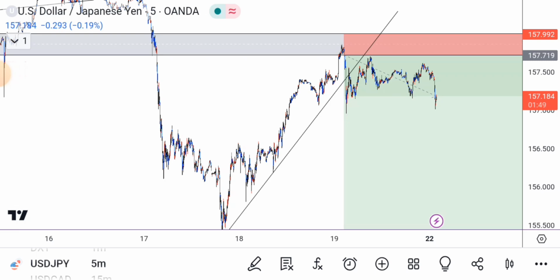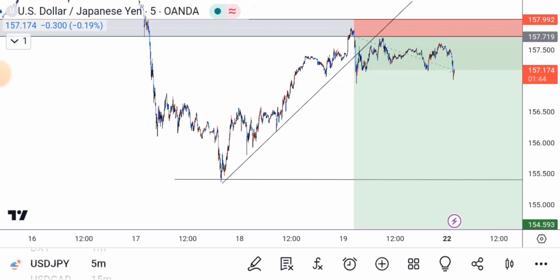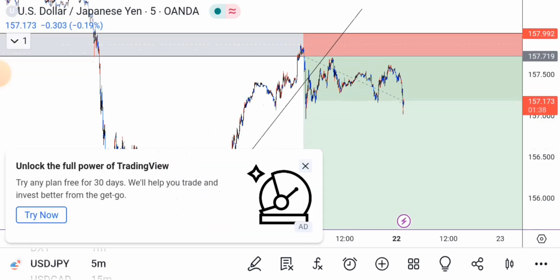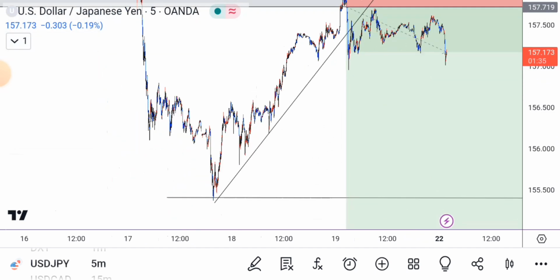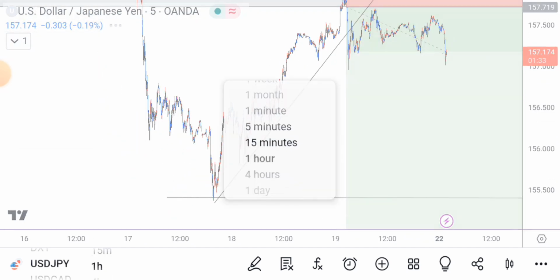Today, guys, we're gonna do a quick market structure breakdown on USDJPY. And we're gonna show you how we managed to get this entry on the 5 minute, and we're gonna show you what we're looking for in the upcoming days. So without further ado, let's get started, guys.